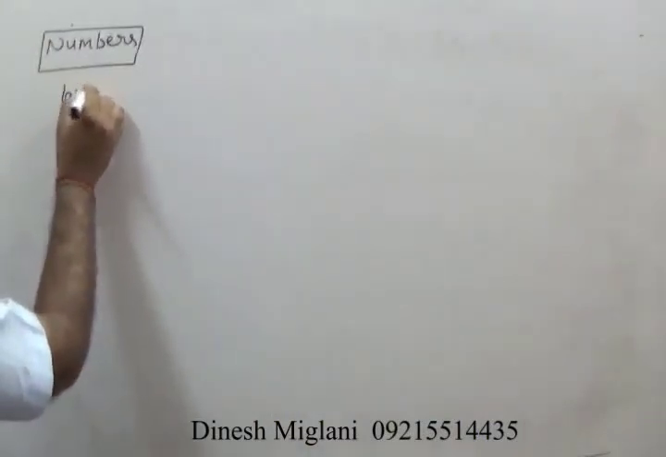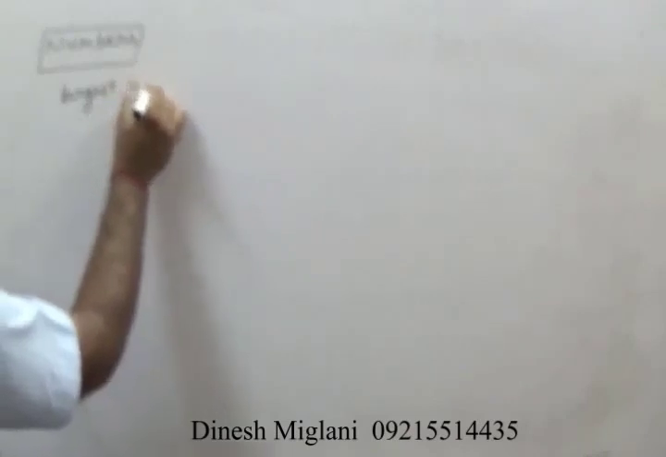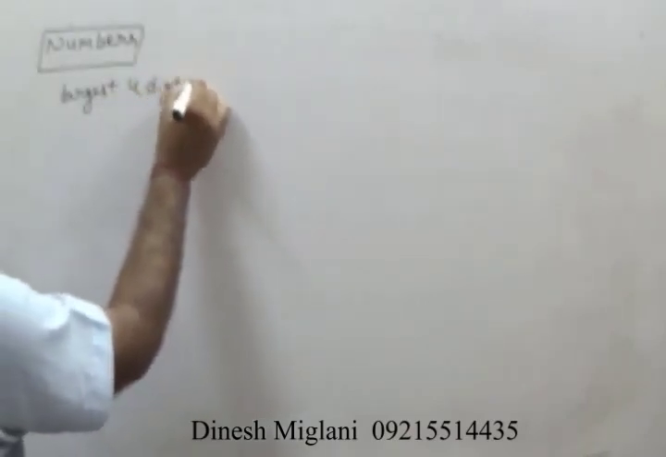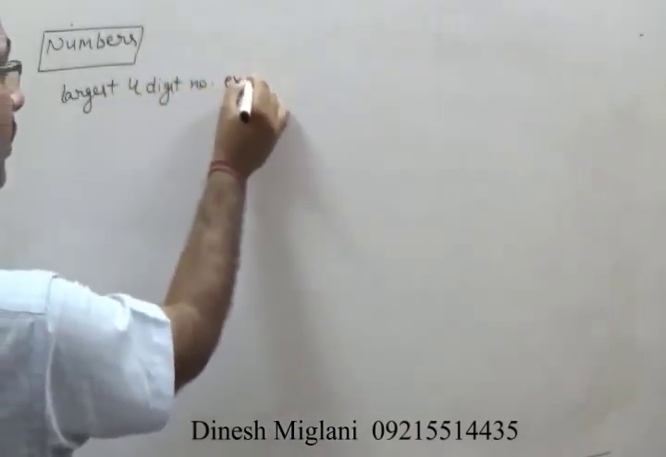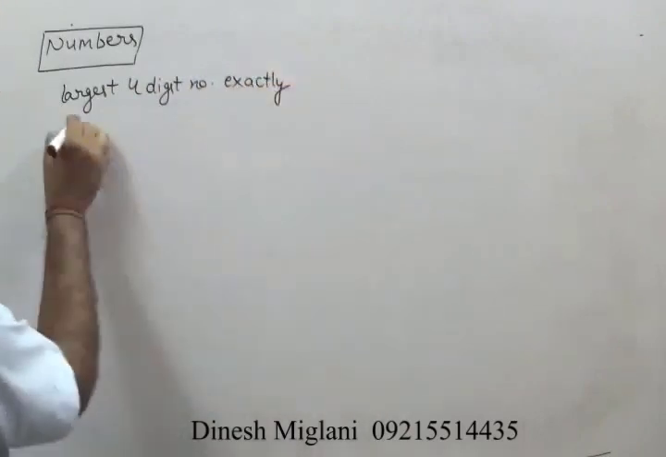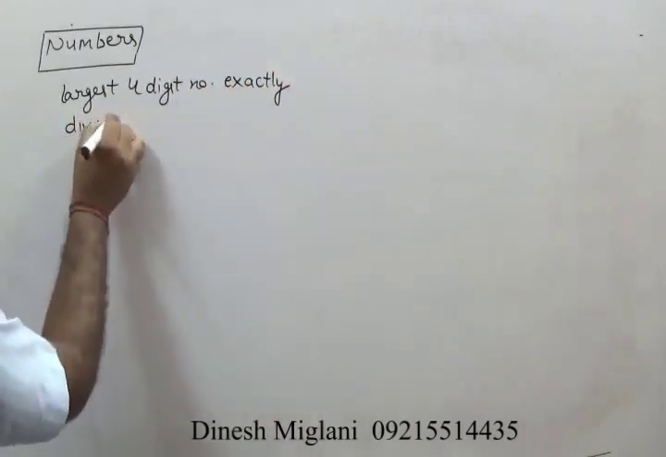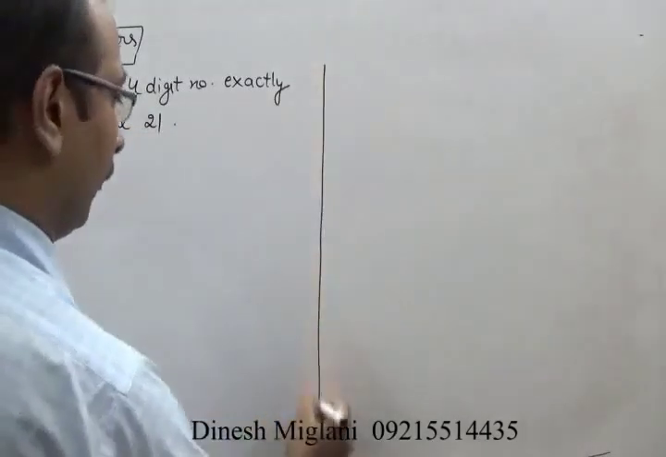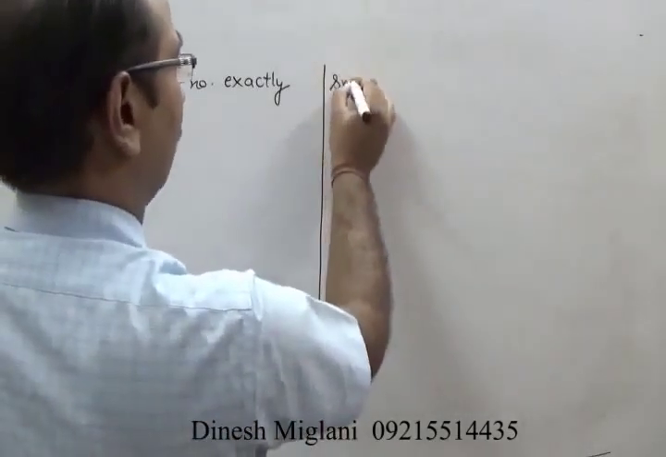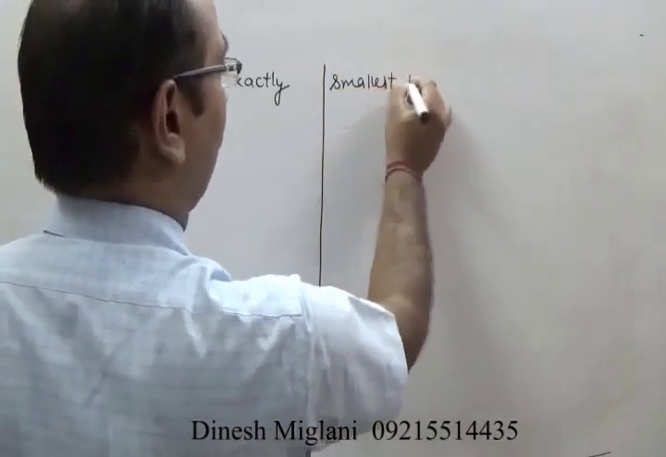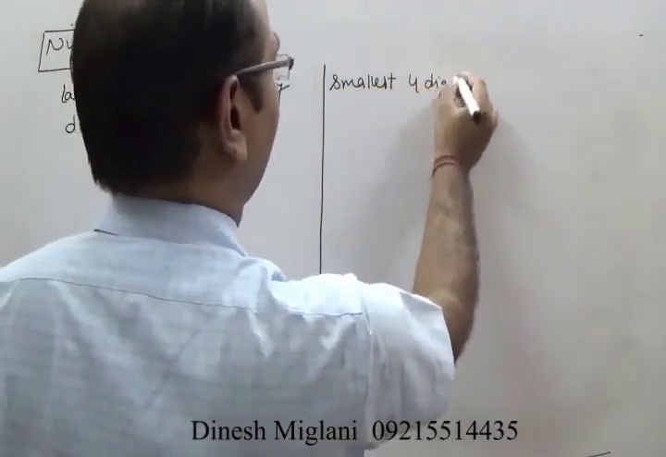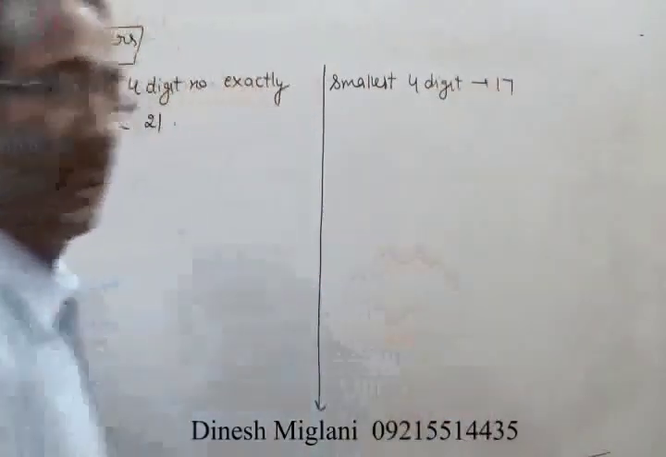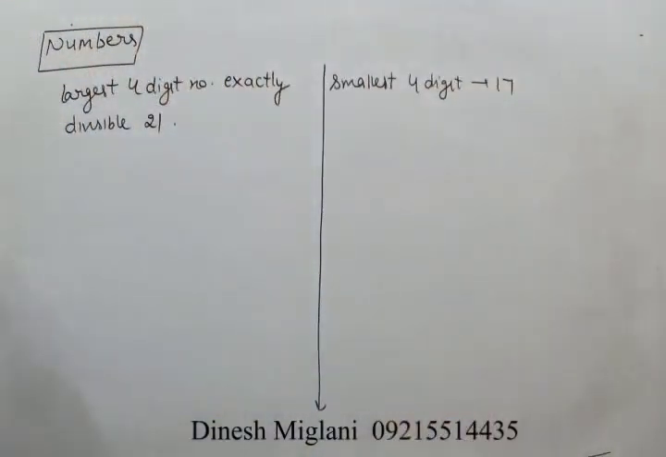Find the largest 4-digit number which is exactly divisible by 21. That's the first question. The second question is, find the smallest 4-digit number which is exactly divisible by 17. We will take any other number here, that is 17. Now what is the process to answer the question? This question may be asked in a different way, but first I will solve it.